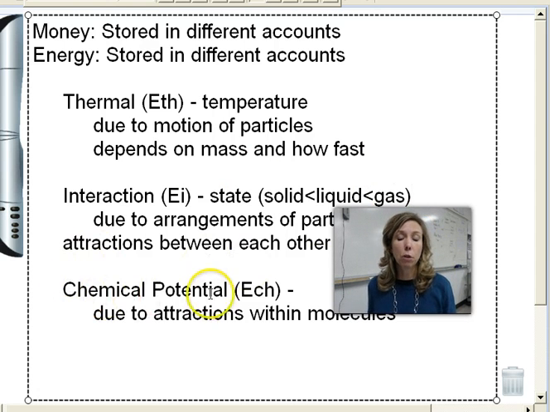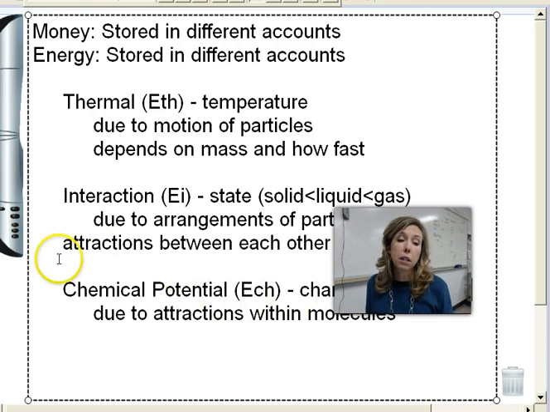The last one is chemical potential energy. So notice E and then CH for chemical. And this is due to attractions within molecules, not between the particles, but within the particles themselves. And so the observation that we can take to know what's going on with the chemical storage is if there is a change in compounds.